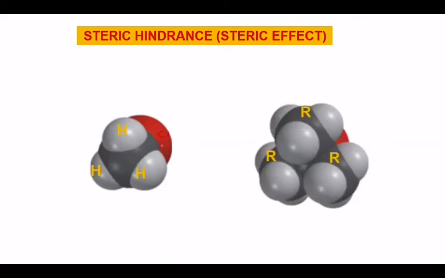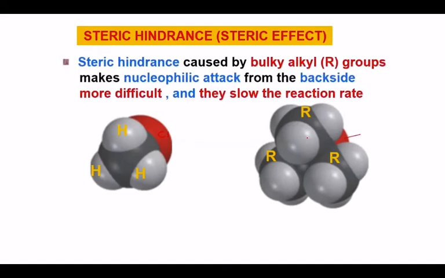Compared to this compound, this diagram, the red one is the halogen, which is bonded to the carbon, and we have the alkyl group attached to the carbon that is bonded to the halogen. So now class, I want to show you here is about the steric hindrance. Steric hindrance is caused by bulky alkyl groups makes nucleophilic attack from the backside more difficult, and they slow the reaction rate. Okay, for this first diagram, we can clearly see the carbon that attached to the halogen.